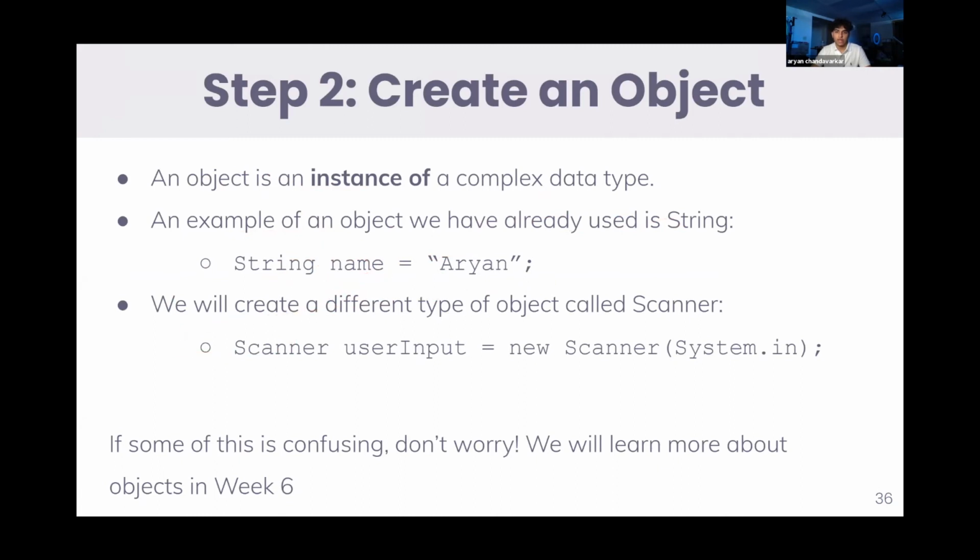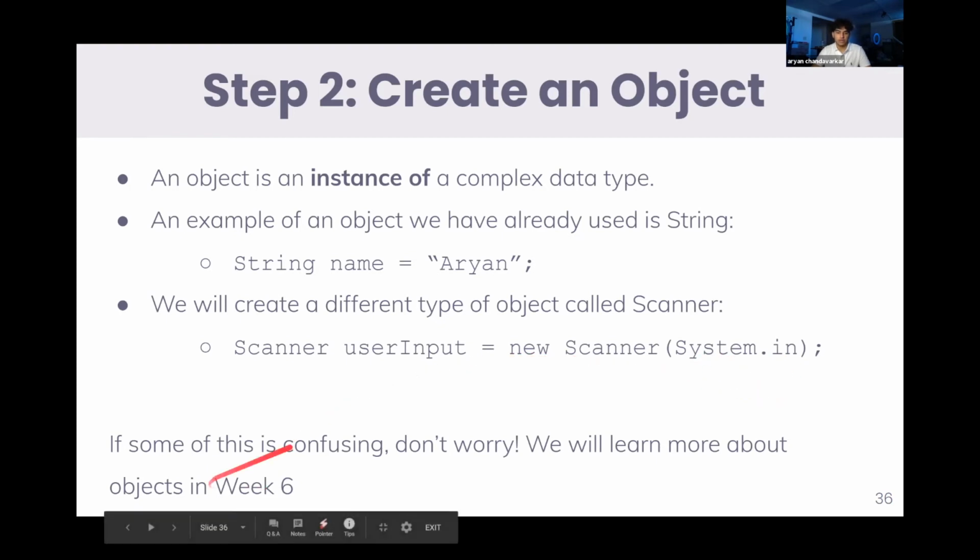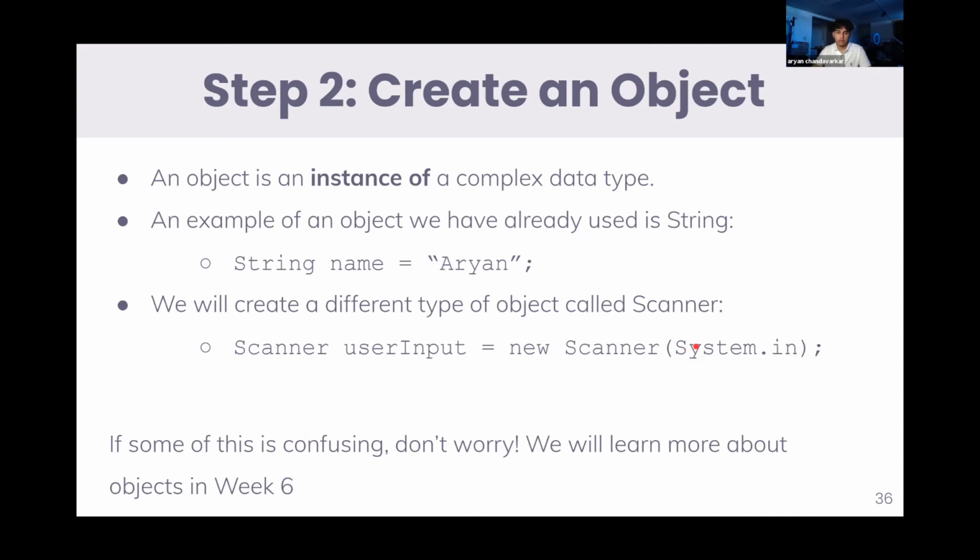And in this case, we're going to create a different type of object called scanner. And so we type in scanner user input. We can name this whatever we want. And then we create new scanner system.in. And the object here is the scanner user input. And system.in just means that it's going to take in information from the user. So basically system.out.println means that the computer prints out something, but system.in is going to take in something.